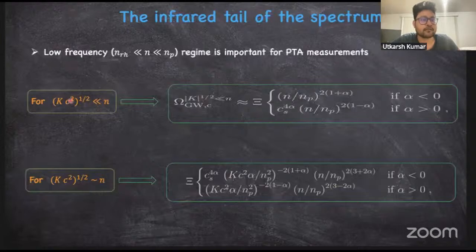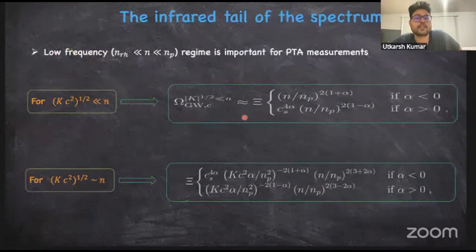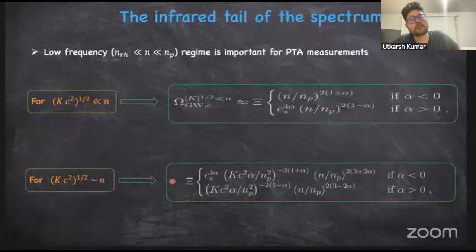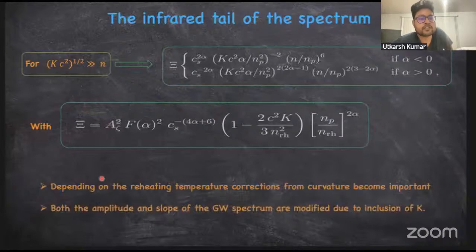As the first regime, when the frequency of the spectrum is much larger than the corrections coming from the curvature, then the gravitational wave spectrum behaves in this way. And when the frequency becomes comparable to the corrections from this k_c squared, then it behaves in a different way.